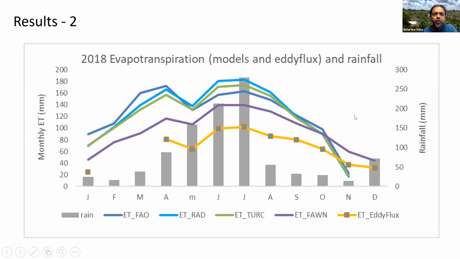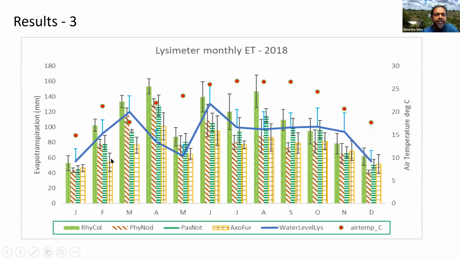Right? Now looking into our lysimeters, this is again monthly data for the lysimeters. The blue line is the average for the water level lysimeters. Again, there are 30 of them. It shows the same pattern where as the summer comes along, the ET increases and then it drops. The bars are the weighing lysimeters. So each bar, like the green bar here, for instance, is the ET shown by the sedge.